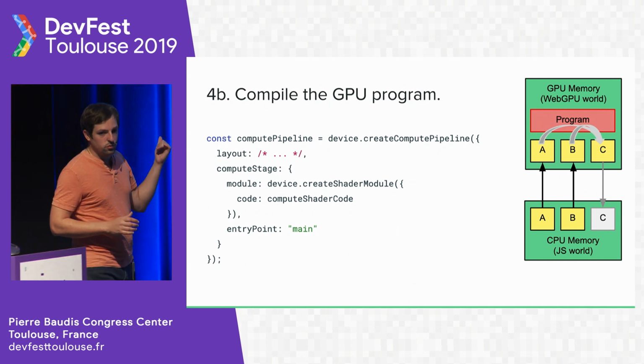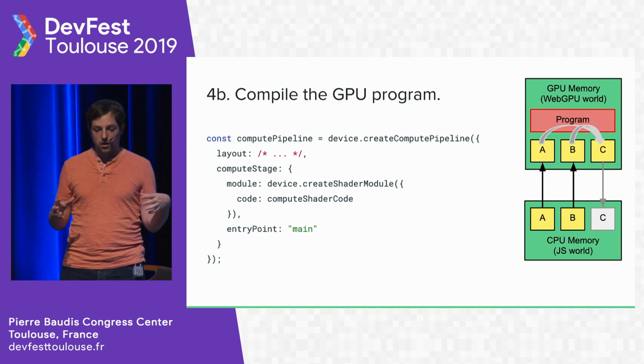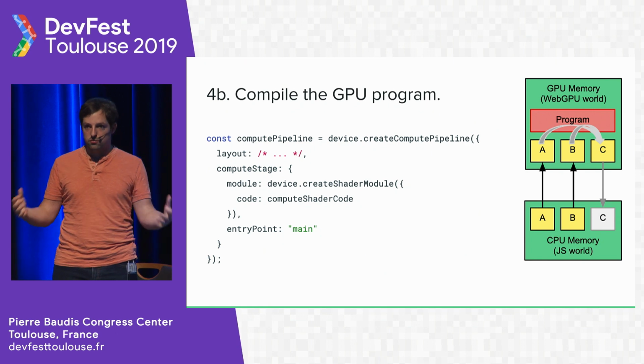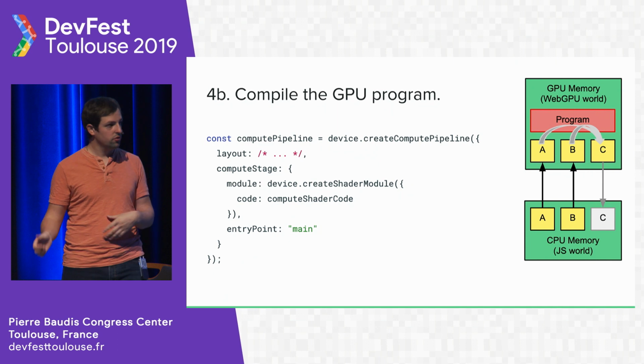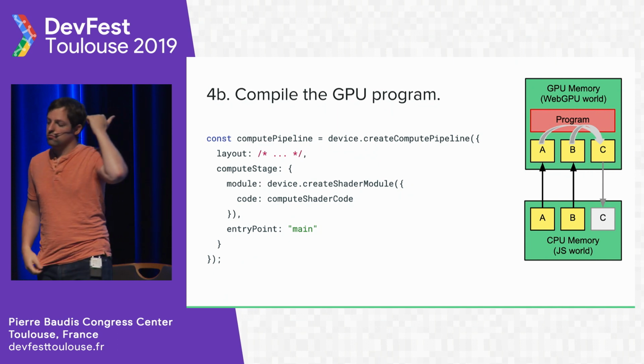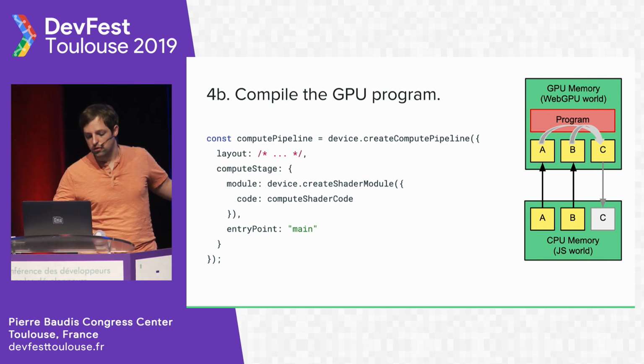Finally, this was the GPU program. It's a string, but you need to put it in assembly form or ingest it on the GPU, so there's a compilation step somewhere. This is the compilation step, the way it's done in WebGPU.